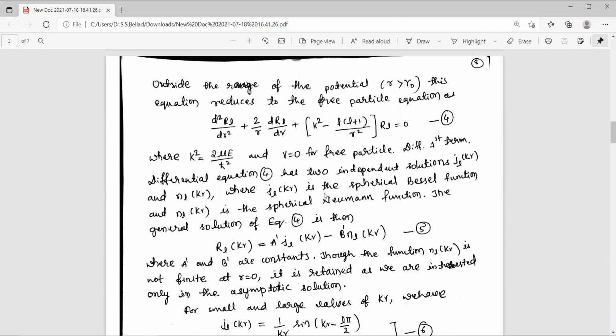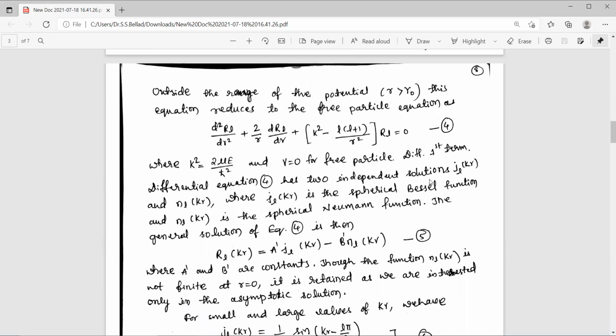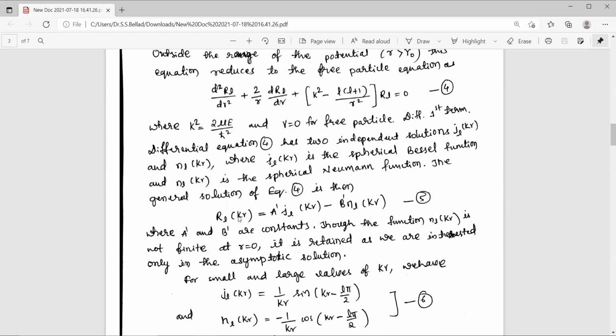This differential equation 4 has two independent solutions, which are JL of kr and NL of kr, where JL of kr is the spherical Bessel function and NL of kr is the spherical Neumann function. As I stated earlier, the knowledge of special functions is needed here. So equation 4 has two independent solutions, one in the form of the spherical Bessel function and another in the form of the spherical Neumann function. The general solution of equation 4 is then written as RL of kr equal to A dash JL of kr minus B dash NL of kr, where A dash and B dash are constants.